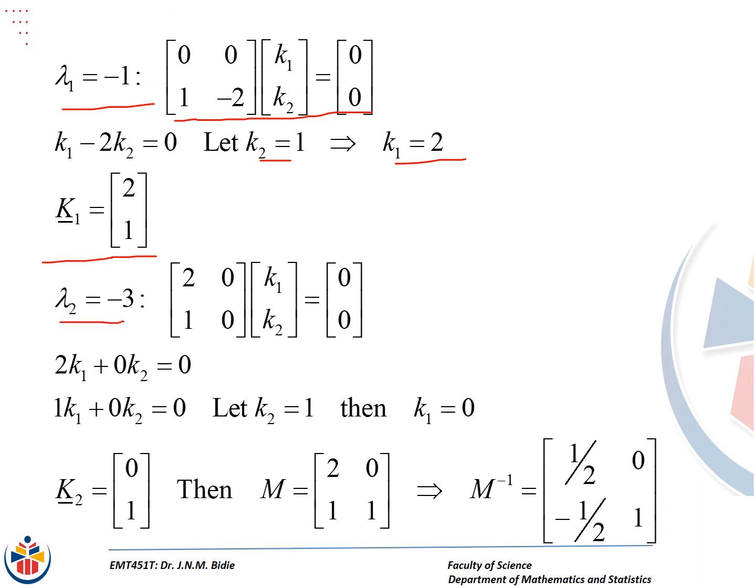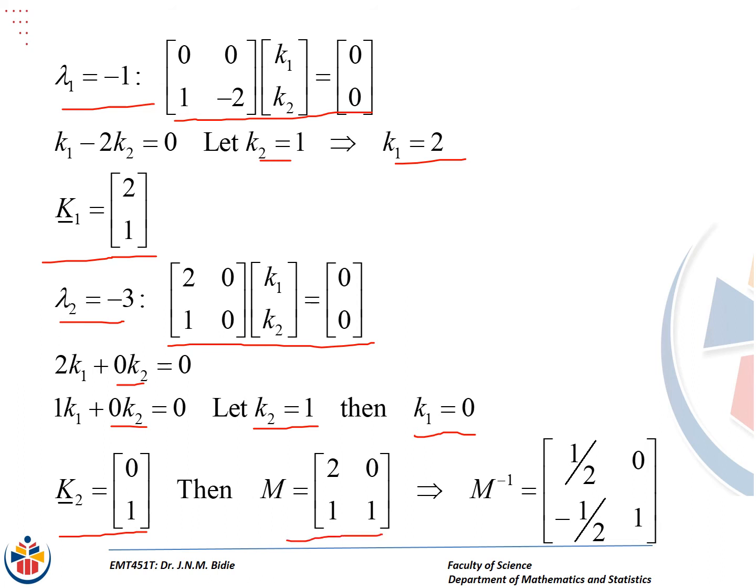Substitute again the second eigenvalue, which is negative 3. We get that formula. Change it to matrix format, and from matrix format to a system of equations, we have 2k1 plus 0k2 equal to 0 and 1k1 plus 0k2 equal to 0. If we let k2 be equal to 1, then we'll know that k1 will be equal to 0. Note, it is 0 multiplied by k2. That does not mean k2 is equal to 0. Please note that. Hence, we said k2 will be equal to 1, so that our eigenvector is not a 0 vector. So the second eigenvector is 0, 1.